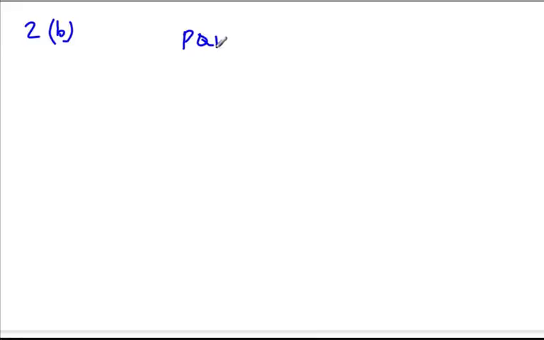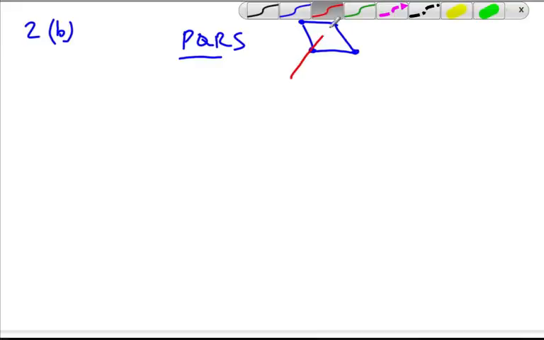P, Q, R, and S is a parallelogram, that sort of shape. If we know three of the points, P, Q, and R, and we're asked to work out the gradient of the red line, we're missing point S, and we need it. So how do we work out point S if we know that it's a parallelogram?